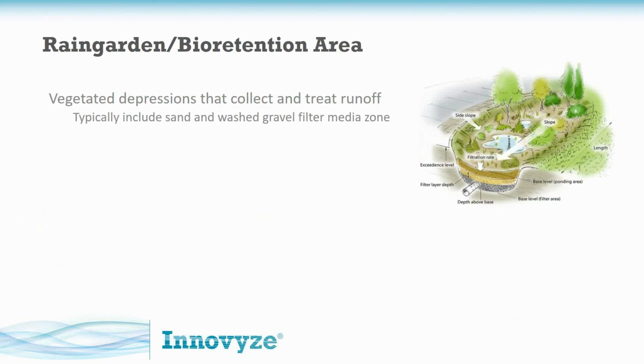Okay, so this is basically a vegetated, and that's an important part here, a vegetated kind of ponding area where water can pool up that includes some sort of filtration. That's what makes a rain garden, is that you have filtration occurring. So usually there's sand and washed gravel filter media zones, okay? These are highly customizable, even when it comes down to what kind of plants are being established there.